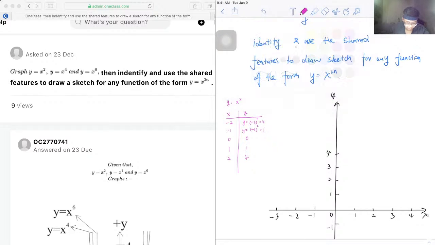So let's plot the points into the graph. First we have -2 and 4. So -2 and 4 is right here. And then we have -1 and 1. And we have 0, 0. We have 1, 1, and 2, 4. Okay. And let's just connect them together.